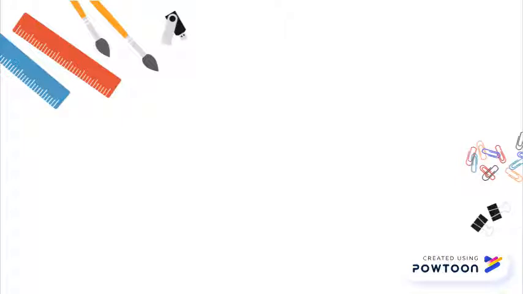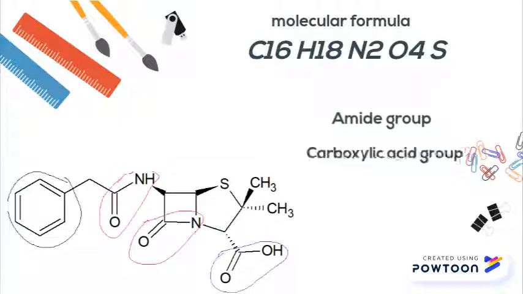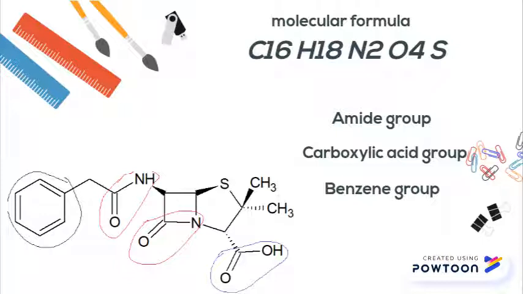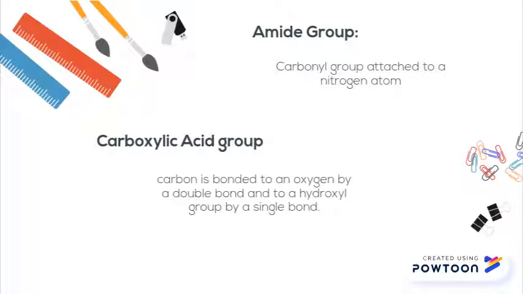The molecular formula for penicillin is C16H18N2O4S. Penicillin has 3 chiral centers and 3 functional groups. The 3 functional groups are the amide group. This is the carbonyl group attached to a nitrogen atom. Amides are obtained from carboxylic acid and an amine.